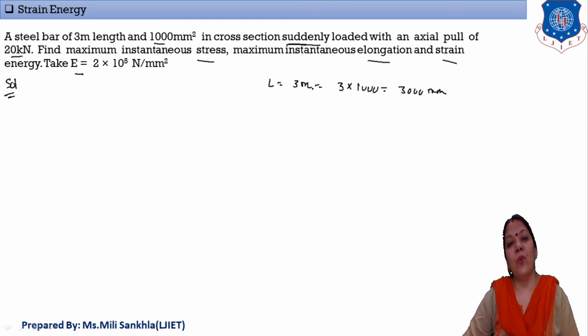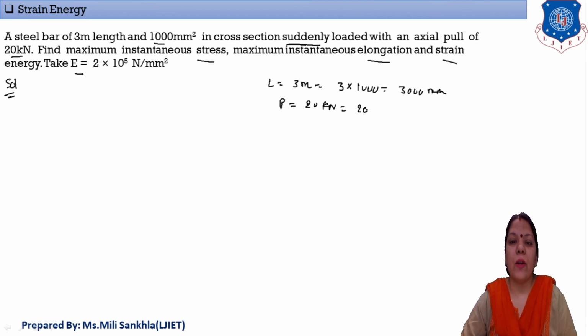Because our unit is Newton mm: if kilonewton is given, then we take meter, but if Newton is given, then convert into meter. Second, our load P is 20 kilonewton, and because the value of Young's modulus is given in Newton mm, we convert into Newton mm. 20 kilonewton is equal to 20 into 10 raised to 3 Newton. Second, area is equal to 1000 mm square, and Young's modulus is given as 2 into 10 raised to 5 Newton per mm square.